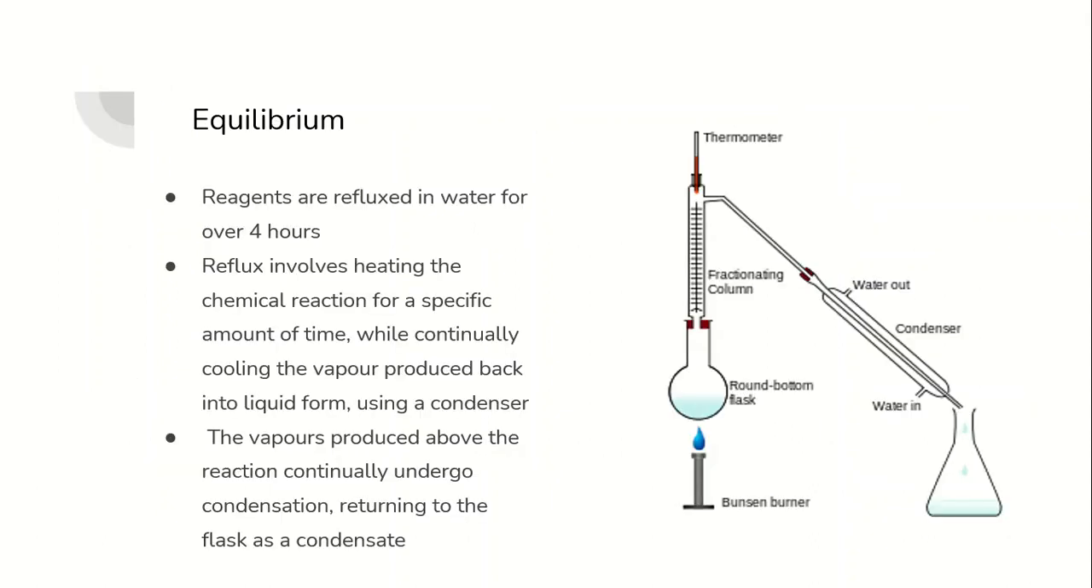To make the reaction occur at equilibrium, the reagents are refluxed in water for over 4 hours. Reflux involves heating the chemical reaction for a specific amount of time, while continually cooling the vapor produced back into liquid form, using a condenser. The vapor produced above the reaction continually undergoes condensation, returning to the flask as a condensate. So essentially the water is continuously heated and cooled in a cycle, which then carries out the reaction.